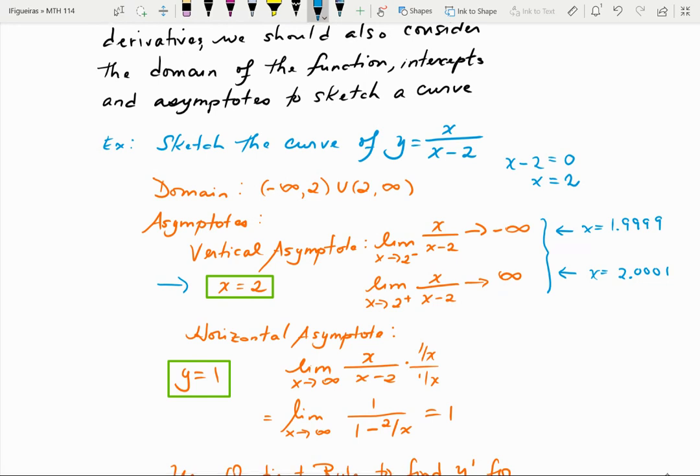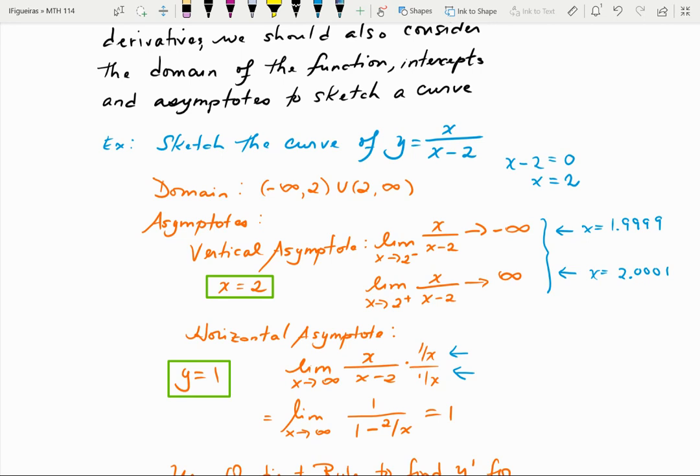Horizontal asymptotes are found by taking the limit as x approaches infinity. And so when I take the limit as x approaches infinity, remember the technique is to multiply the numerator and the denominator by the reciprocal of the variable term with the highest exponent in the denominator, which in this case is x. So you multiply top and bottom by 1 over x. Remember, that's the same as multiplying by 1. So you're not changing the integrity of the original problem, but you're manipulating to help us think this through.